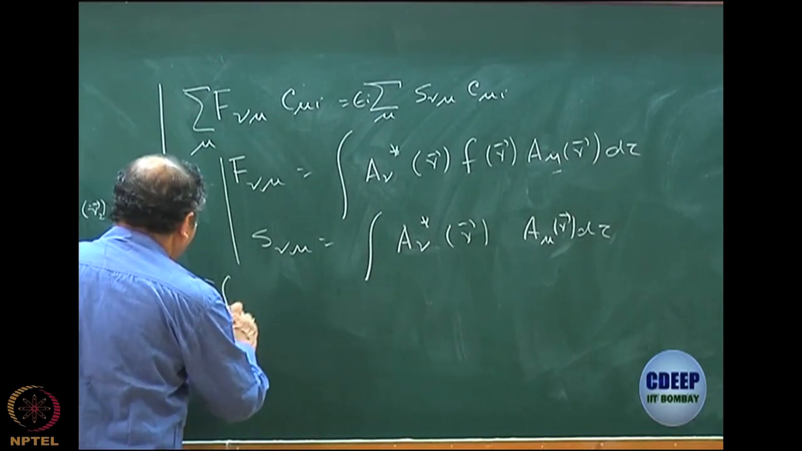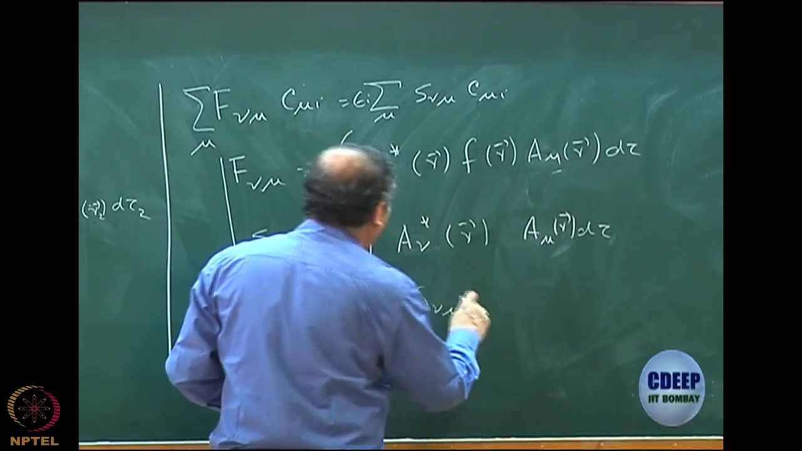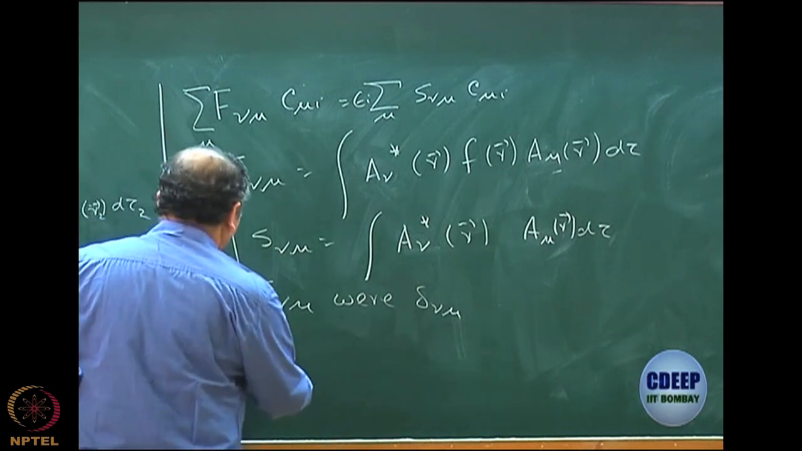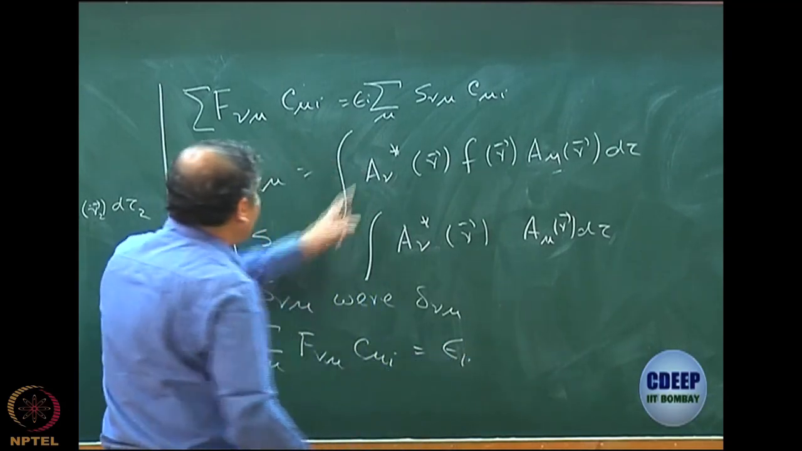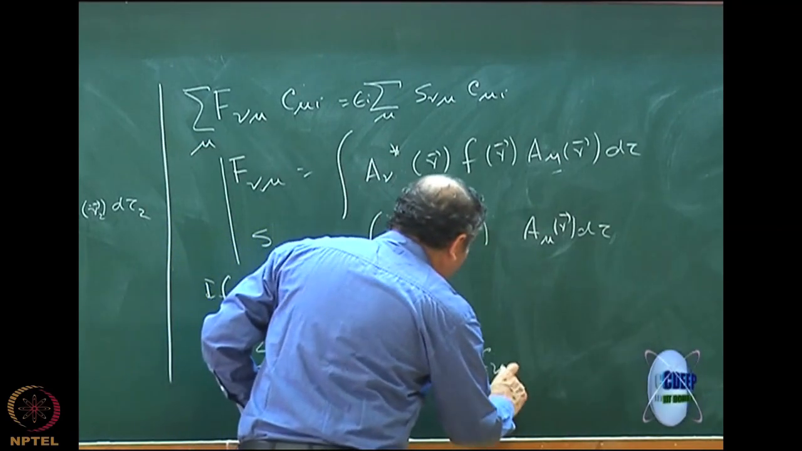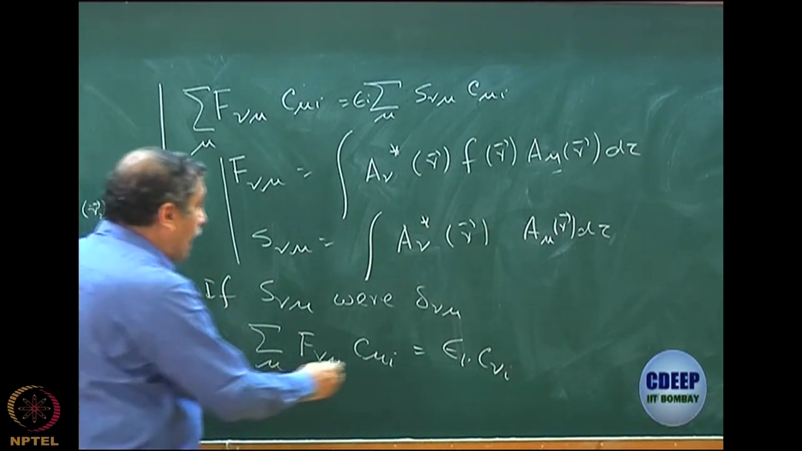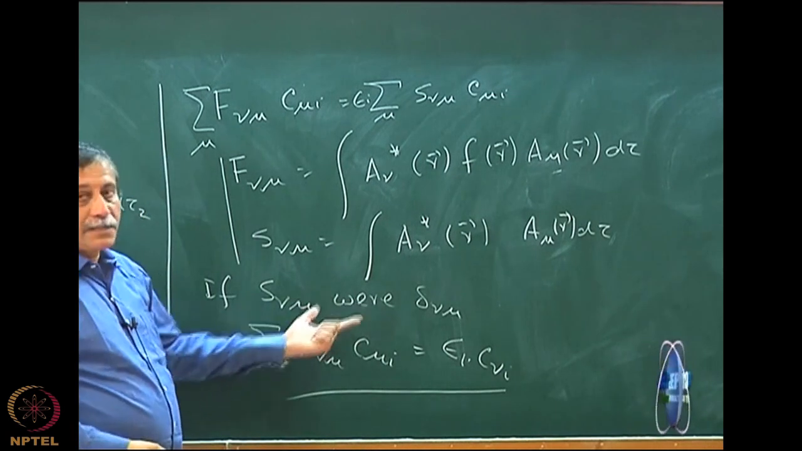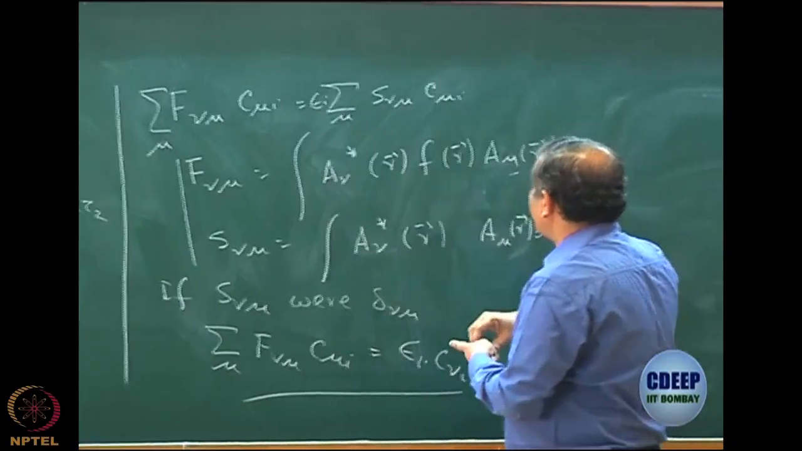Clearly, and this is something that you should recognize, if S nu mu were delta nu mu, which means if the basis were orthonormal, you could see that this equation would have become F nu mu C mu I, and here you would have got nu equal to mu, so it would have become epsilon I C nu I for a specific nu. When nu is specific, you are summing over mu, and this would actually have been what I would now call an eigenvalue equation. So, all of you know that this is in the structure of an eigenvalue equation. So, this would have reduced to an eigenvalue equation provided S mu nu were delta nu mu, but in general they are not. So, we must recognize that this is the general form of the Roothaan equation.